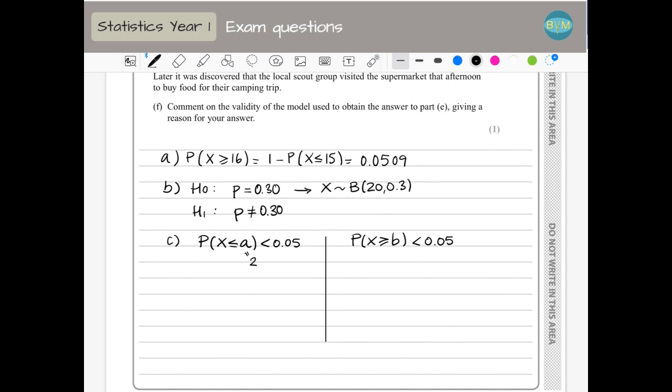And so that side of the critical region is going to be x smaller or equal than 2. Yeah, so smaller or equal than my value. That's the first region, or the first tail of the critical region.